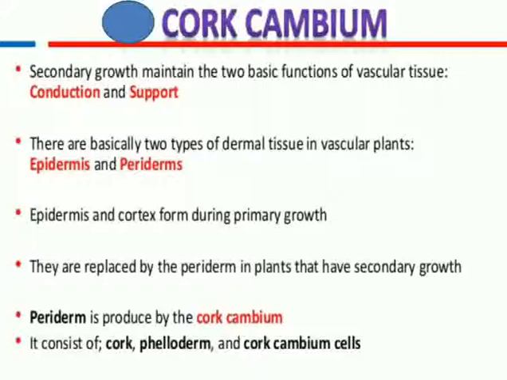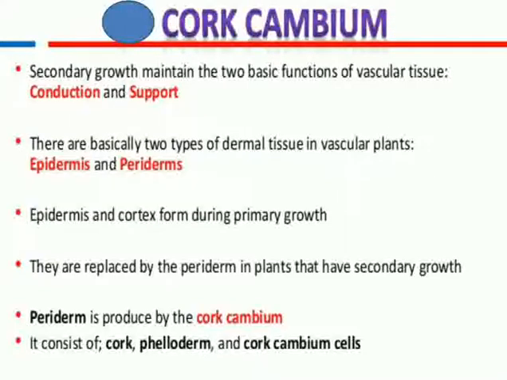As the stem continues to increase in girth due to the activity of the vascular cambium, the outer cortical and epidermal layers get broken and need to be replaced by new protective layers. Hence, sooner or later, another meristematic layer called the cork cambium comes into existence.